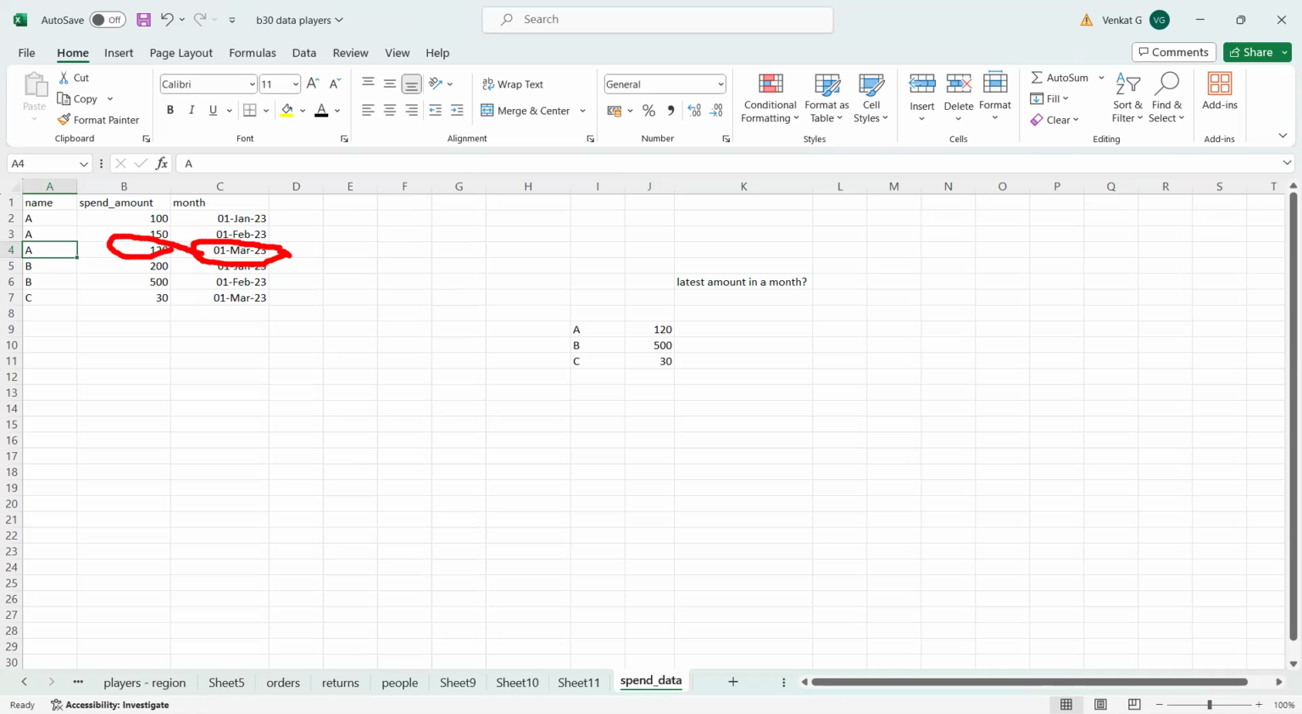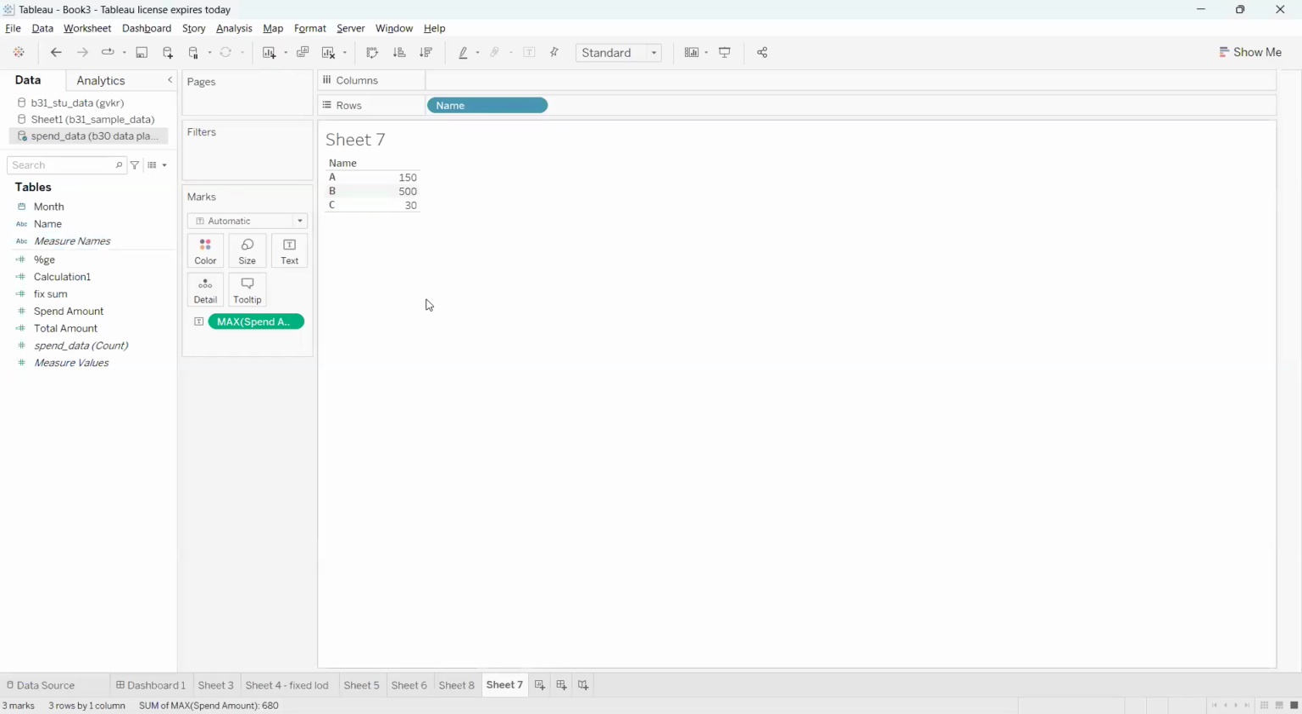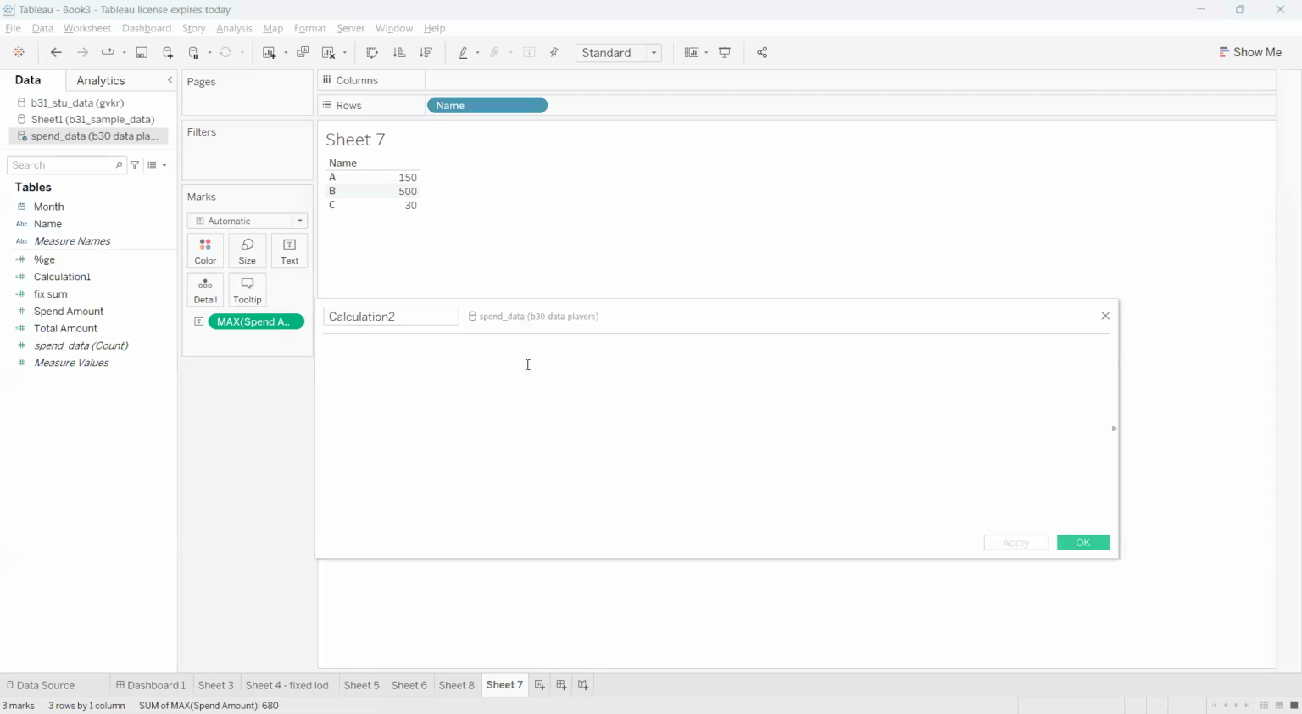Here we have two requirements. First, get the latest month for each person. Then find out the spend amount. I'll go to my Tableau. Let's go to the calculation here. Here I am using a fixed LOD.